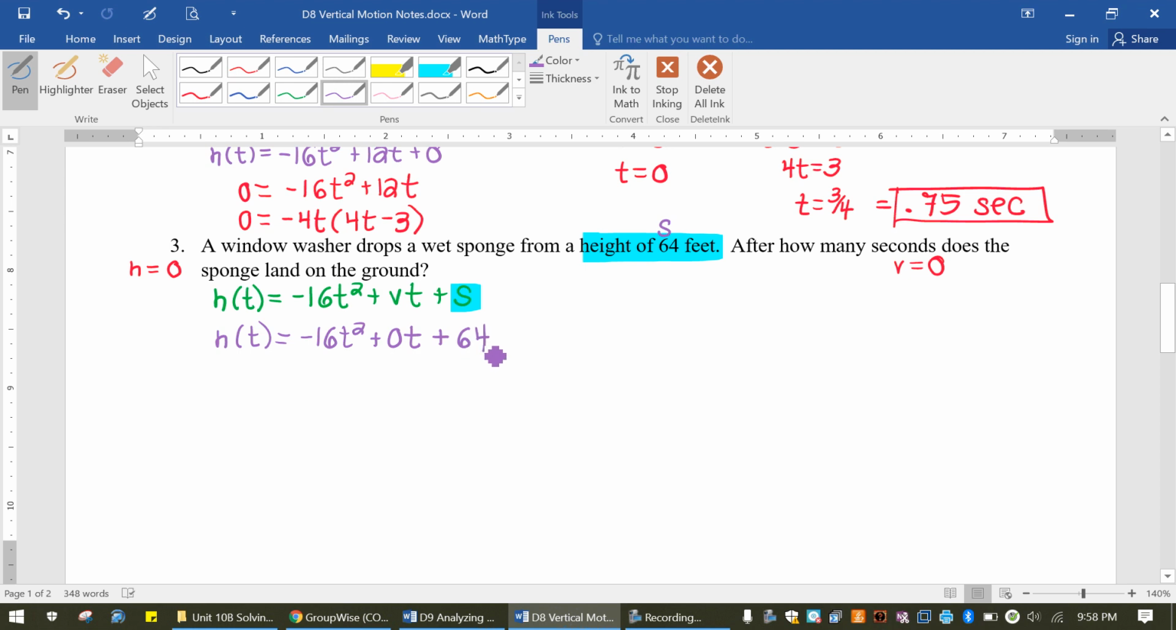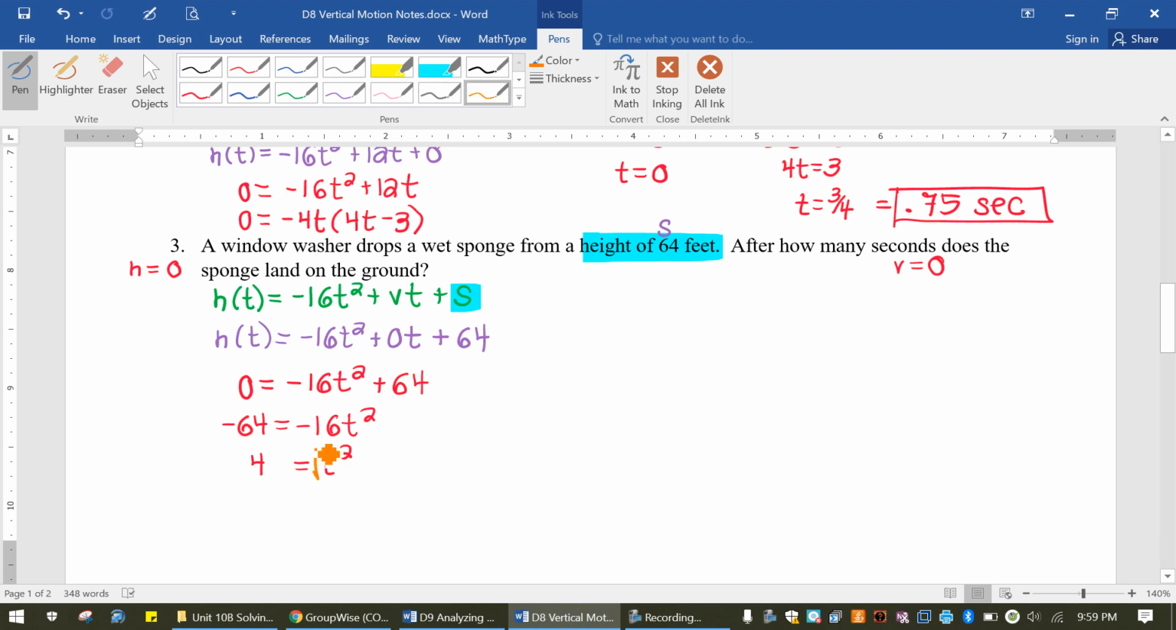So when will the sponge land on the ground? So when will we have a height of 0? Negative 16t squared plus 64. Now here the fastest way to solve this would be to throw out the middle term, since I only have one variable term. So if you subtract 64 from both sides, you'll have negative 64 equals negative 16t squared. And divide by negative 16, you'll get t squared is 4.